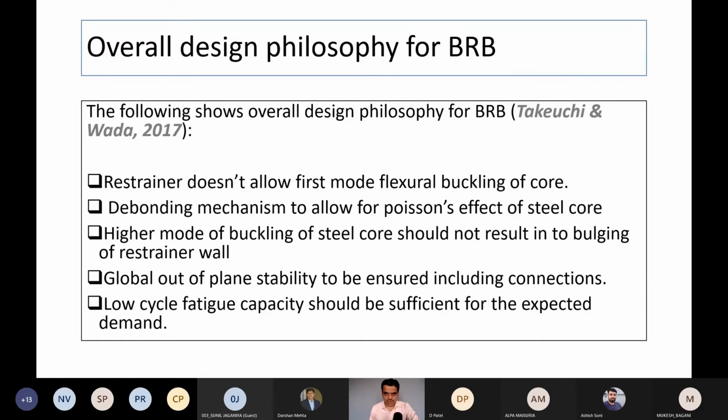So in short, when we talk about the design philosophy of BRB, we can put it in simple words: no other part in a buckling restrained brace should become a weak link other than the steel core, so that the fullest capacity of the steel core can be utilized in axial compression as well as in axial tension.